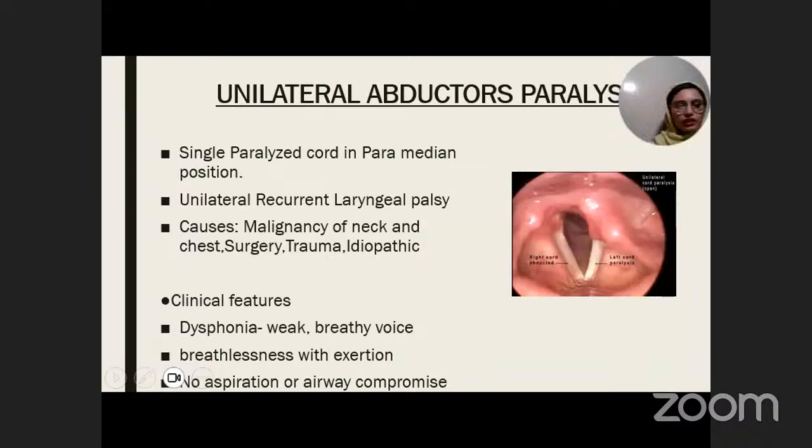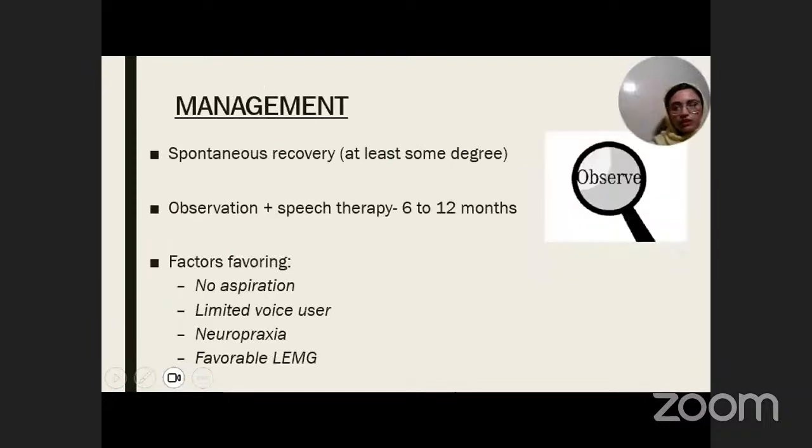It occurs due to unilateral recurrent laryngeal palsy, which can occur in malignancy of the neck, most commonly thyroid CA and thyroid surgeries, trauma, and can be idiopathic. Most of the time, the patient will present with a complaint of dysphonia, that is a weak breathy voice, and breathlessness with exertion, with no aspiration or airway compromise.